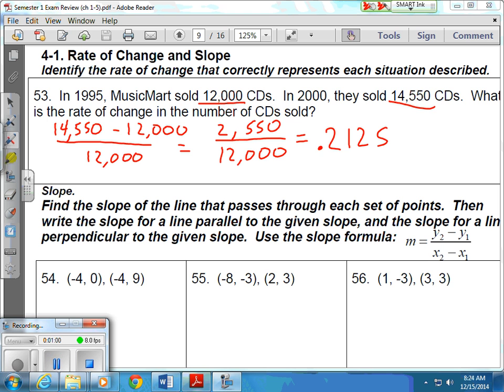Divided by 12,000. What does that come out to? 0.2125 is your decimal form. We need to change that into percent because we're looking for percent rate of change. Rate of change is a percent. So we get 21.25% as our rate of change.